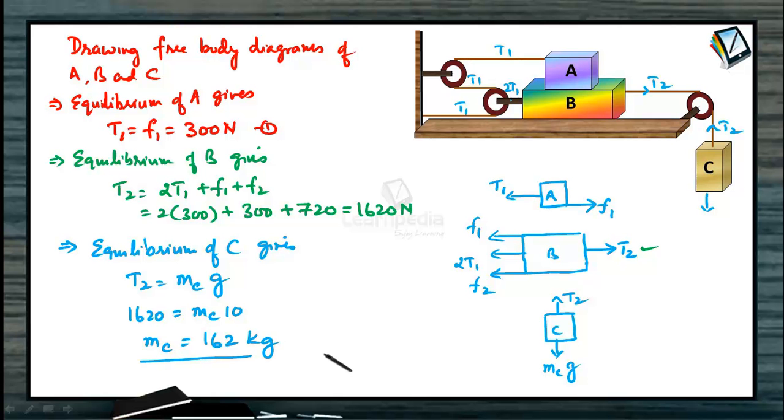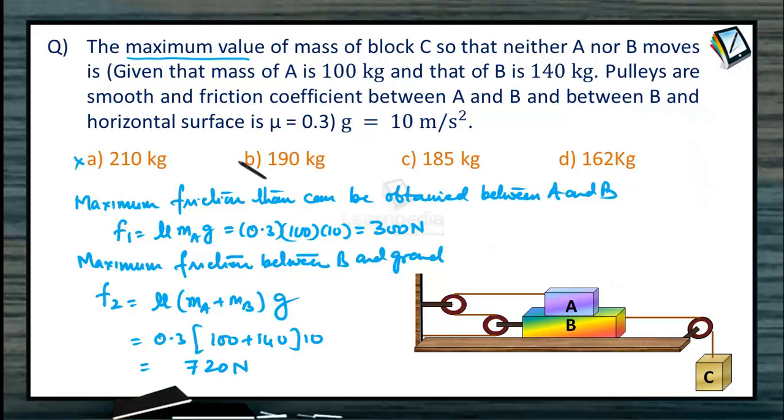So what will be the correct option? 210 kg wrong, 190 kg wrong, 185 kg wrong, 162 kg is the right option. Option D.